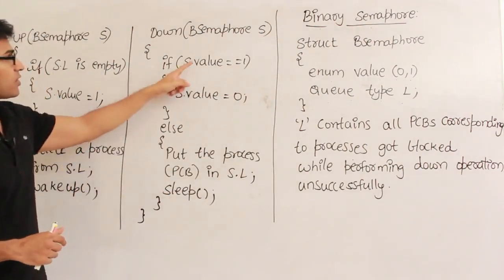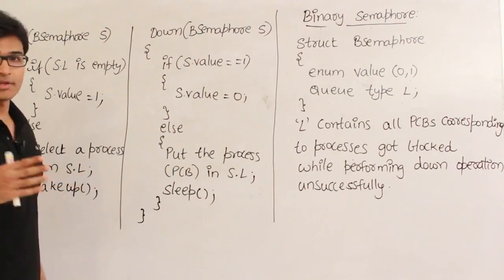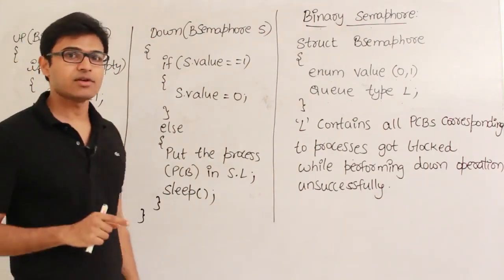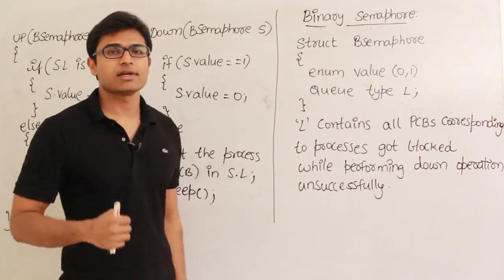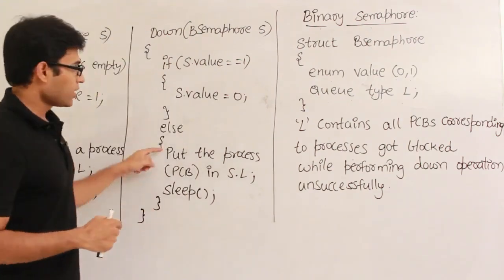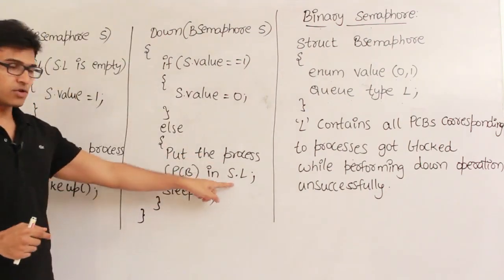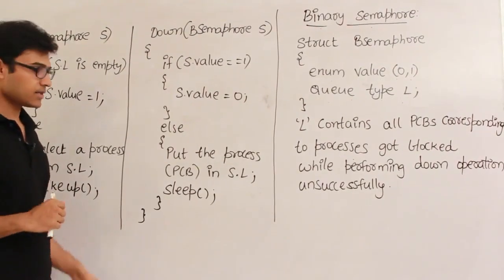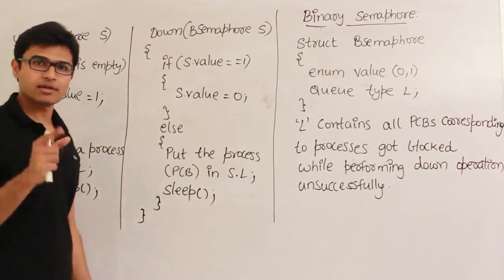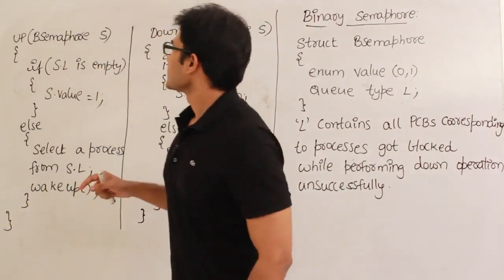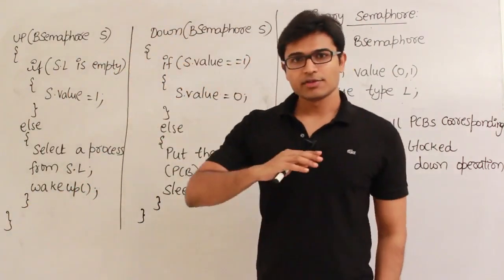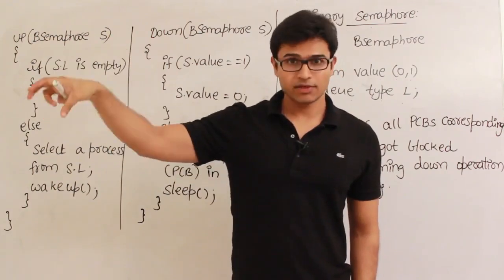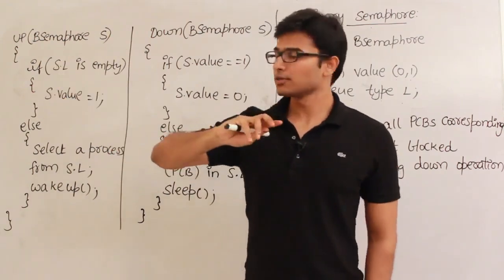Otherwise, which means if S dot value is not equal to 1, then its value will be 0. It means that already someone has tried to enter it and he might be still inside the critical section. Therefore, you put the PCB in S dot L, which means the semaphore dot list, you put it there in the list and then you go and sleep, so that later someone will wake you up. Now what is up? Any process which comes out of the critical section should wake up the other process if there is someone waiting, otherwise it can simply go out.